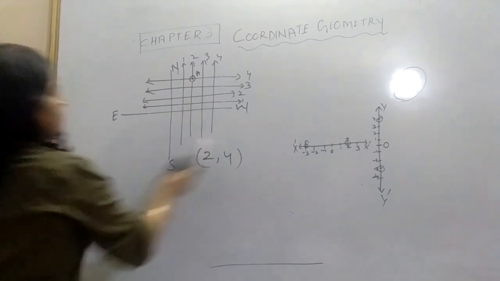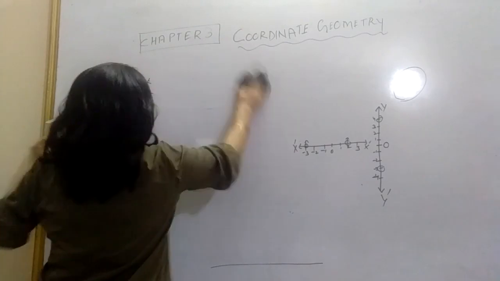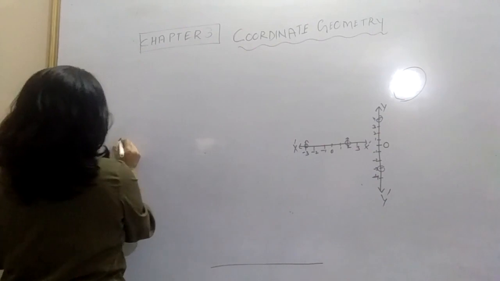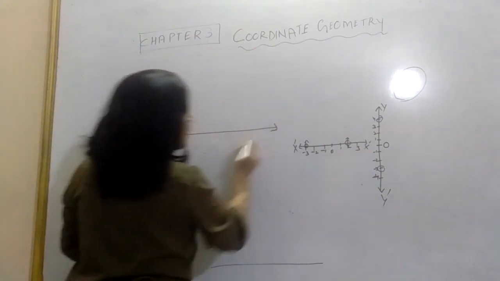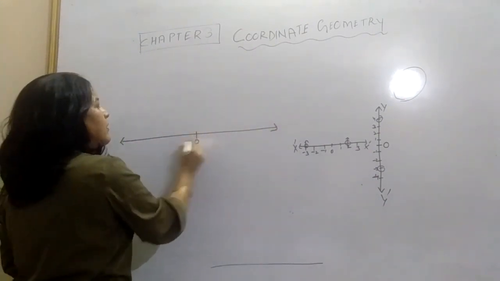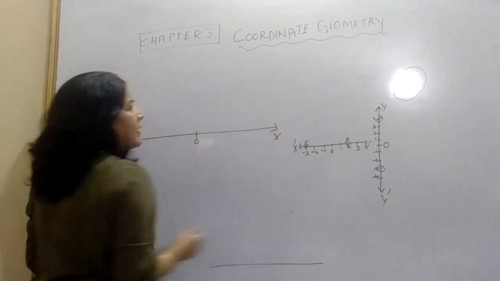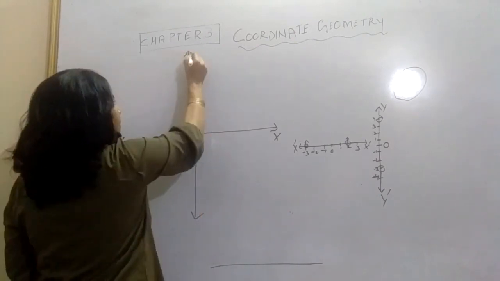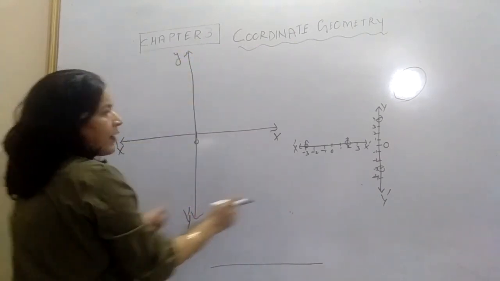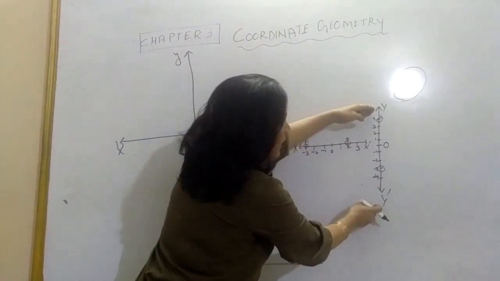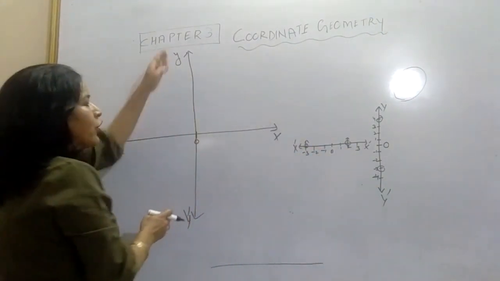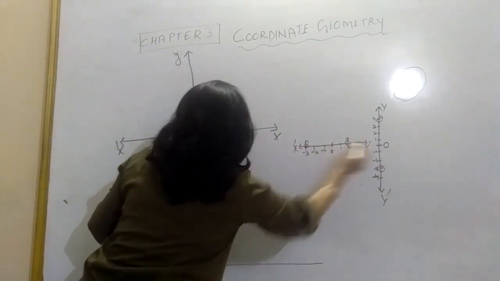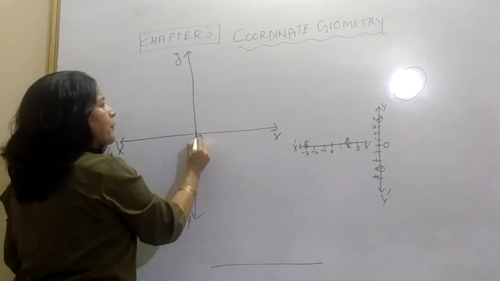Clear? Students, in the same way, if we take this horizontal number line x dash x, and this vertical number line y dash y, these 2 axes cross each other at their origin O.